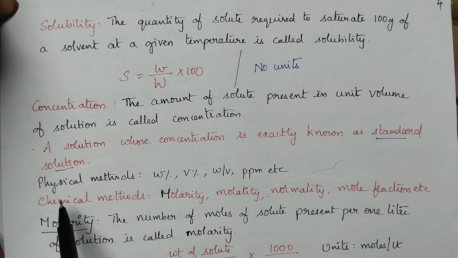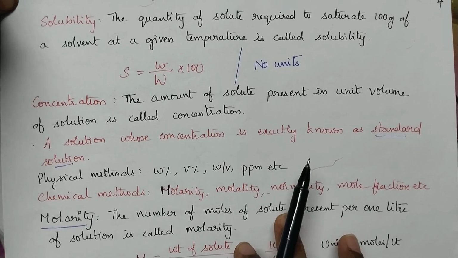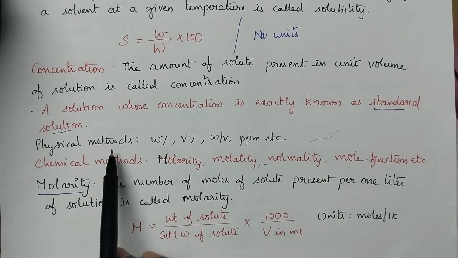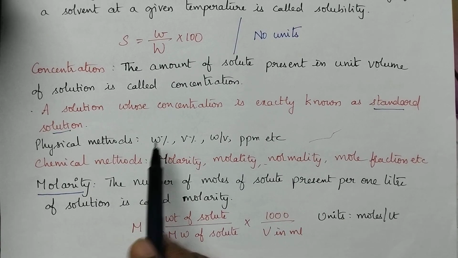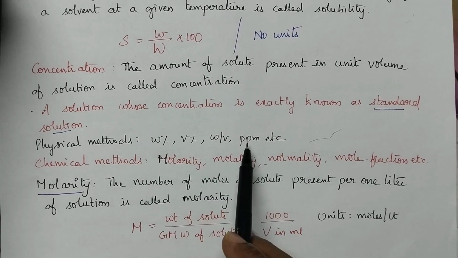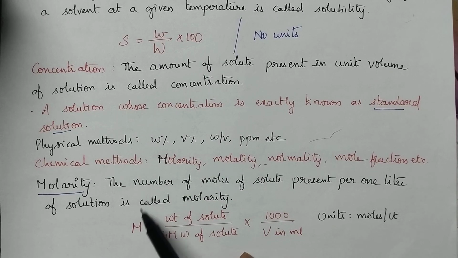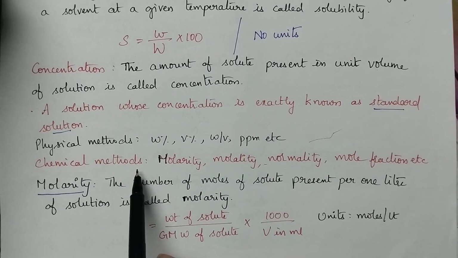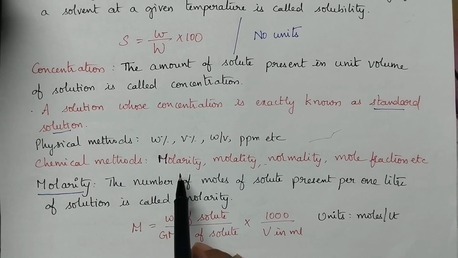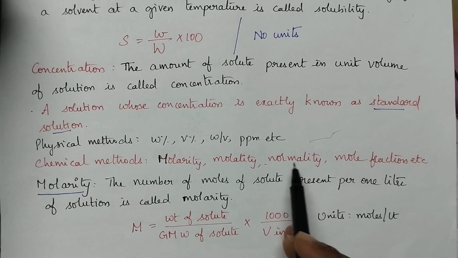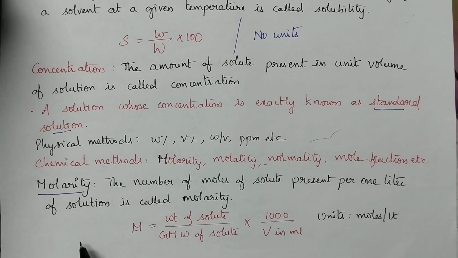We are having both physical and chemical terms to express the concentration. Coming to the physical methods, it includes weight percentage method, volume percentage method, weight by volume method, ppm, etc. And our point of interest is to discuss in detail about the chemical methods. Chemical methods generally include molarity, molality, normality, and mole fraction.